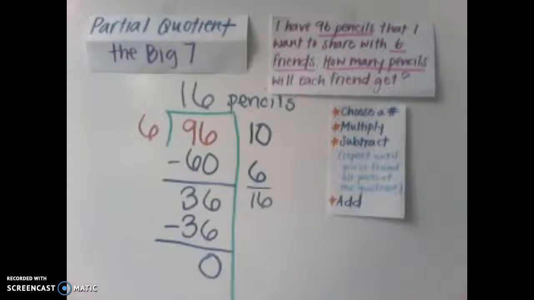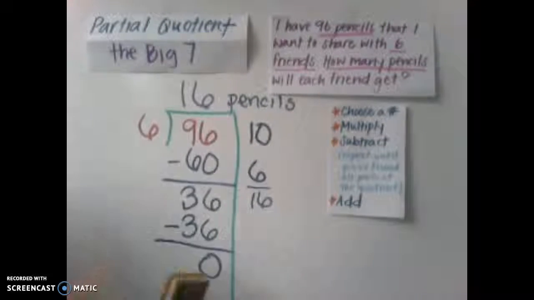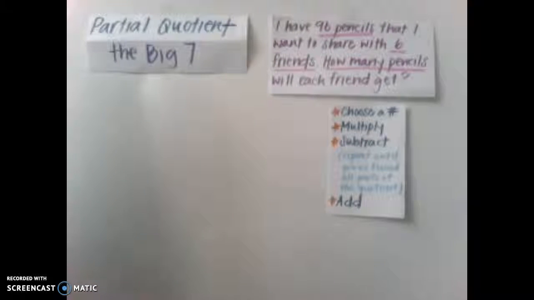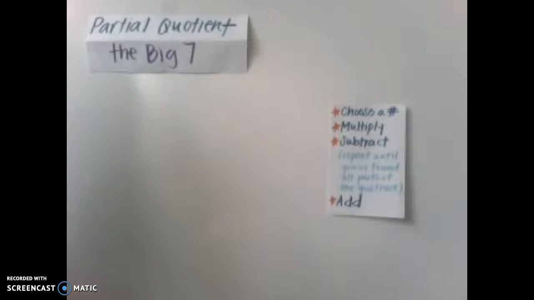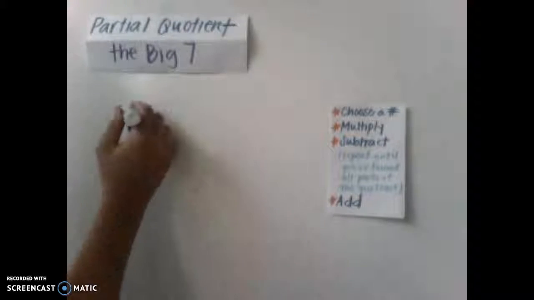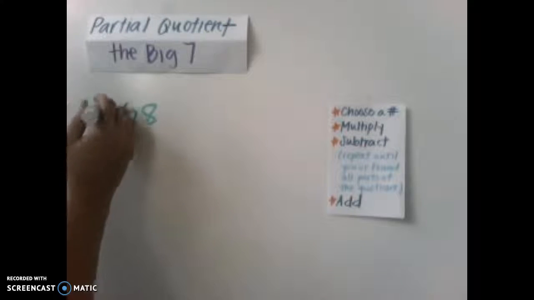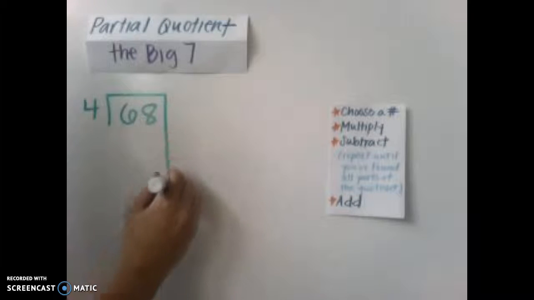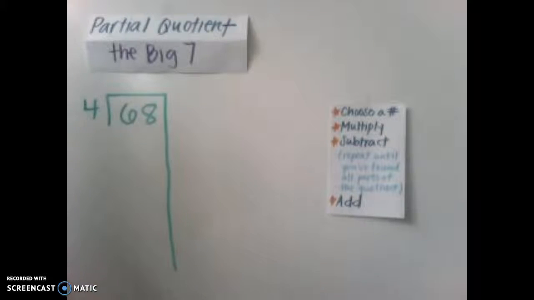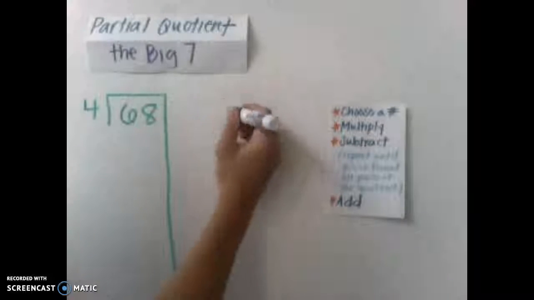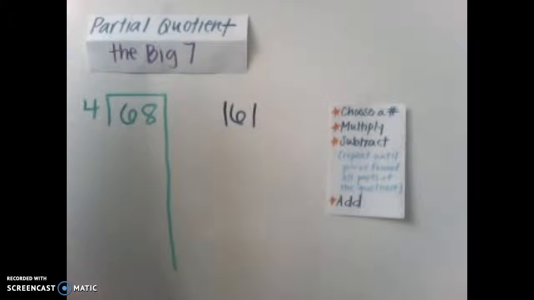All right, now I'm going to write a couple problems on the board that I want you to work on independently, and then I'll come check them with you later. Remember to choose a number, multiply and subtract until you've found all parts of the quotient, and then add. All right, the first one I want you to do: 68 divided by 4. The second problem I want you to do, this one's a lot harder, get ready: 161 divided by 7.